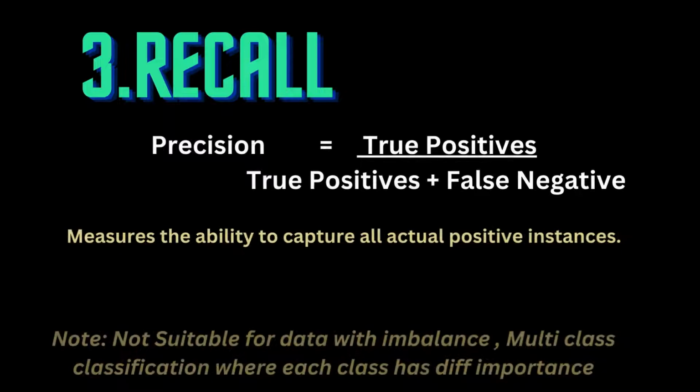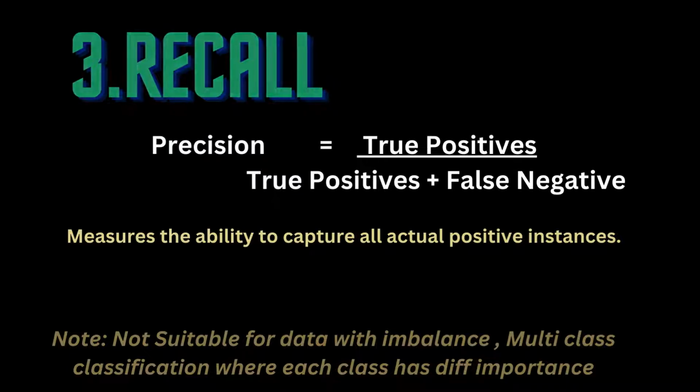The next one is recall. Recall measures the ability of a model to capture all positive instances. What it means is that of all positive instances, how many were correctly predicted? The formula is true positive upon true positive plus false negative. The only difference is that in precision you use true positive plus false positive, whereas here you use true positive plus false negatives.